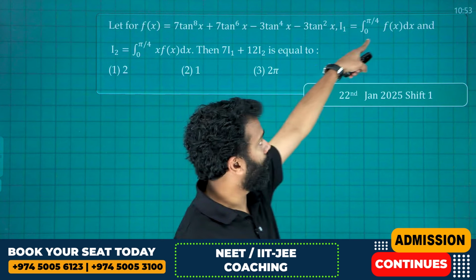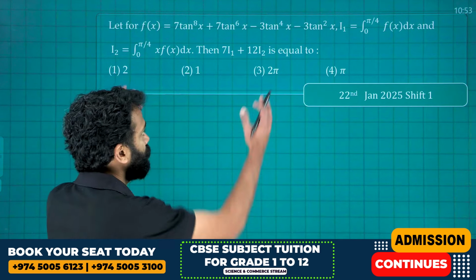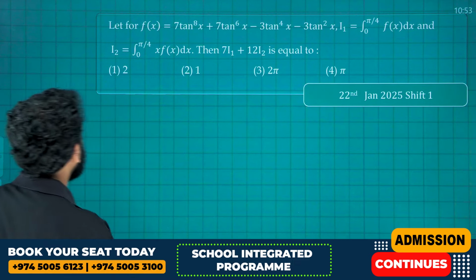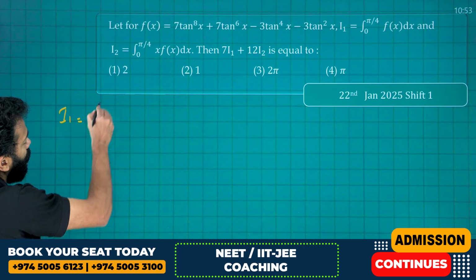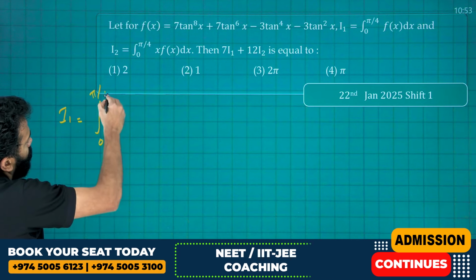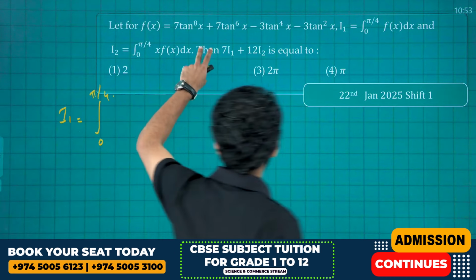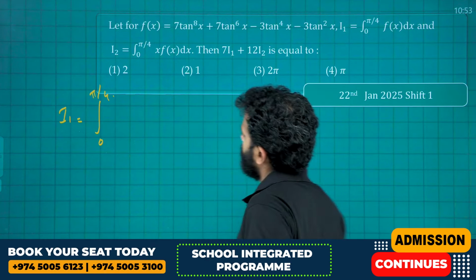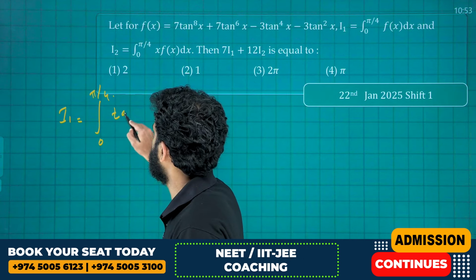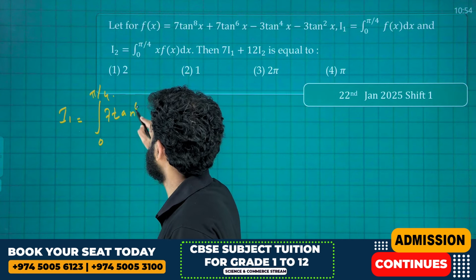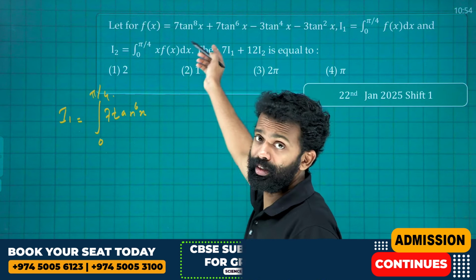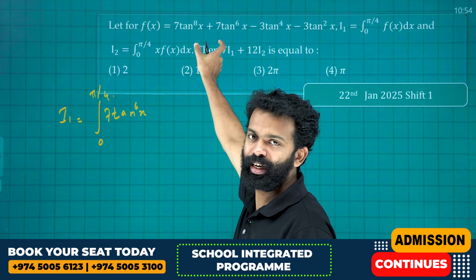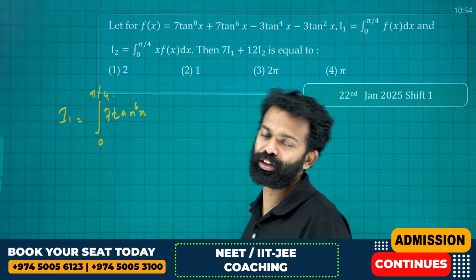I1 is equal to the integral from 0 to pi by 4 of f of x dx. How are you going to solve this massive trigonometric expression? It's very easy actually. Let's formulate this. From here, let's take 7 tan raised to 6x outside. Then the rest will be tan square x plus 1, right? Inside it will be tan square x plus 1.